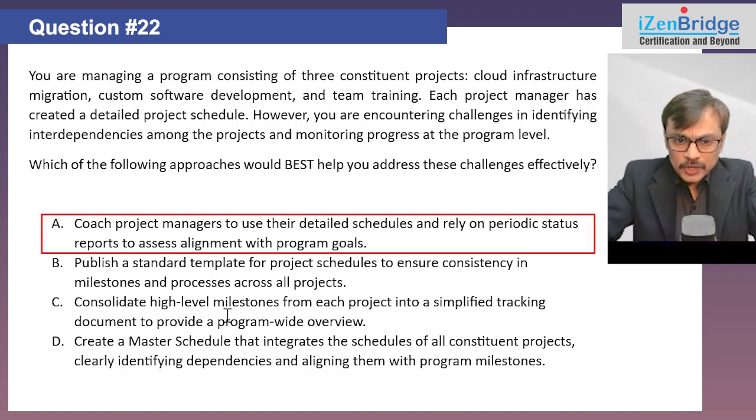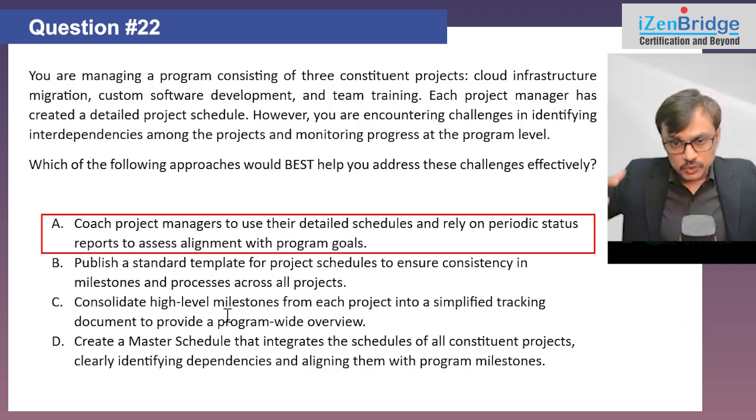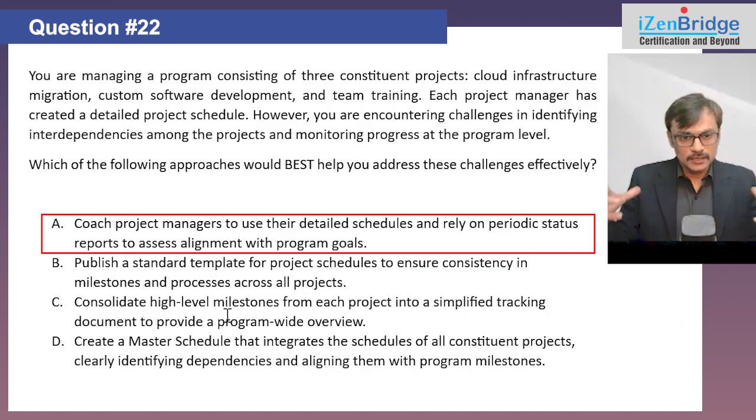Option A, coach project managers to use their detailed schedule and rely on periodic status reports to assess alignment with program goals. A possible thing, I can do that. I can probably just rely on my project managers doing a great job and then I can take a periodic review. The only disadvantage here is it's not proactive. I'm not starting with ensuring alignment and having my own process of ensuring the dependencies and gaps. So I'm just relying on project schedules and their status reports.